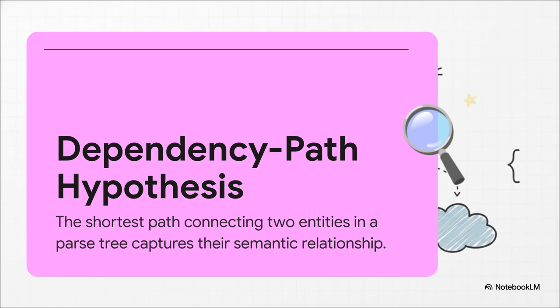Okay, the dependency path hypothesis is actually brilliant in its simplicity. It states that the true semantic relationship between two entities is captured entirely by the shortest path connecting them in a dependency parse tree. Think of it like a GPS finding the absolute fastest, most direct route between two cities. It doesn't care about the scenic side streets, right? It just takes you straight to the destination.